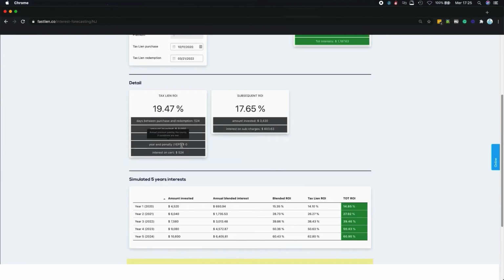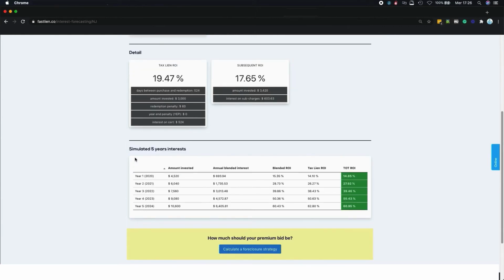A year-end penalty is a penalty paid by the municipality when you invest more than $10,000 in the year that you purchased the tax lien. So if the cost of the tax lien plus the investment in the subsequent taxes is greater than $10,000, the municipality will pay you a 6% penalty. That's very interesting. It gives you the interest on the certificate in dollars, 524, and also the information on the subsequent taxes ROI. You will need to invest $3,420 for the next 2 years in subsequent taxes, and the interest on those taxes will be $603.63.